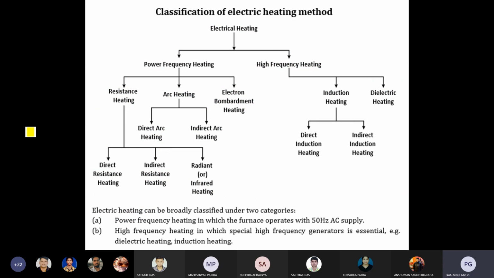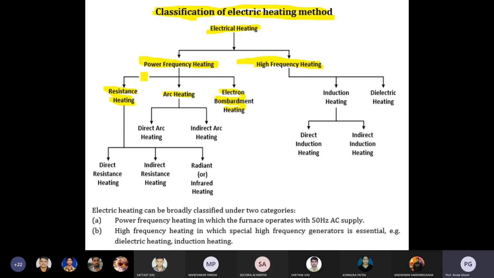Now the most important portion. What are the basic classifications of electric heating? Electrical heating methods are the more important classifications. They are segregated into two types: power frequency heating and high frequency heating. Power frequency heating includes resistance heating, arc heating, and electron bombardment heating.